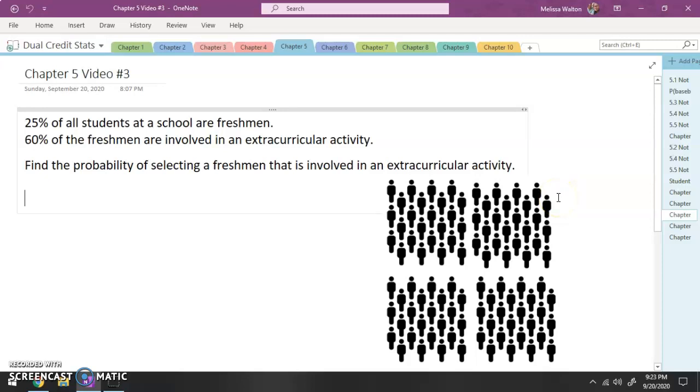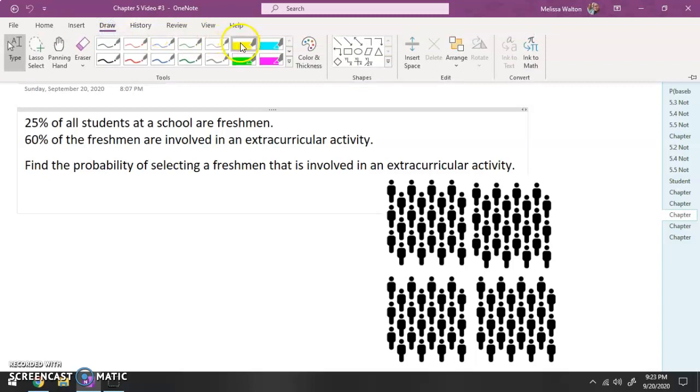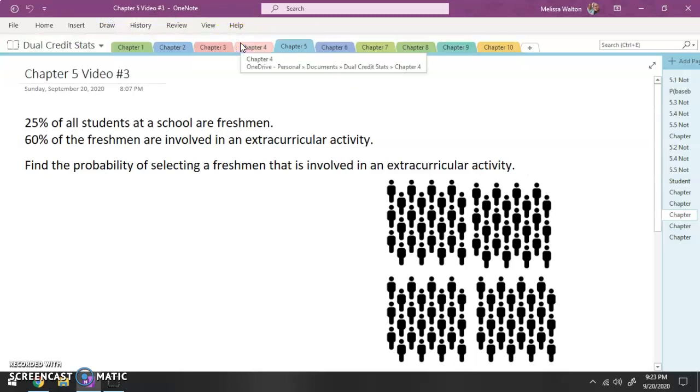So first off, I want to get an understanding of why we are multiplying here and when that would be the circumstance. So here is our first example. We have 25% of all students at a school are freshmen, and 60% of the freshmen are involved in some type of extracurricular activity. Find the probability of selecting a freshman that is involved in an extracurricular activity.